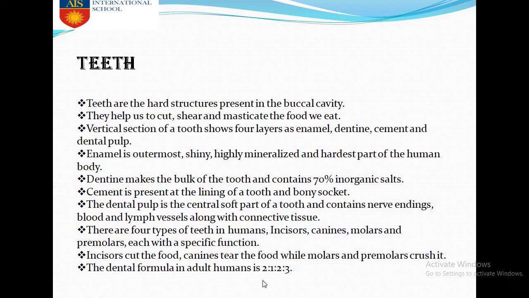So, what is the dental formula? If we divide 16 in half, it will be 8 in number. So, incisors are 2 in number, canines are 1 in number, premolars are 2 in number, and molars are 3 in number. In case of temporary teeth or milk teeth, the molar teeth are absent.